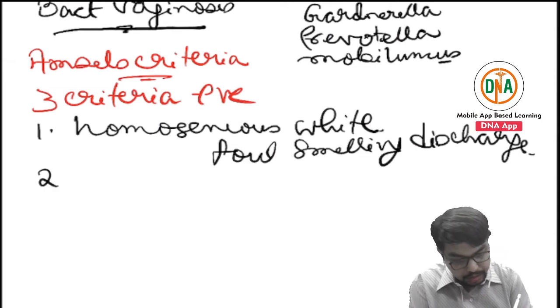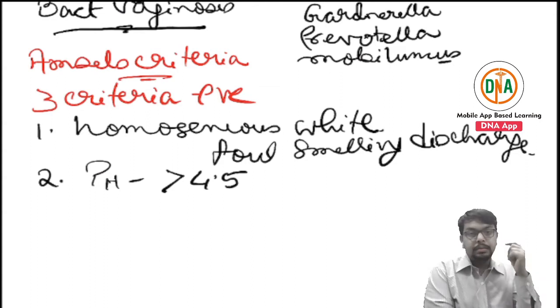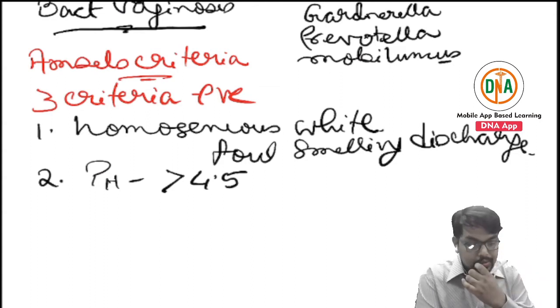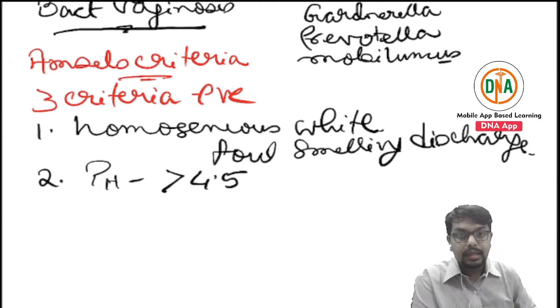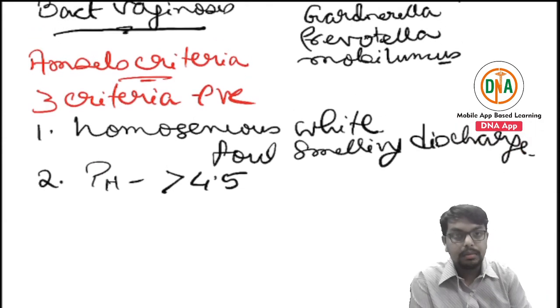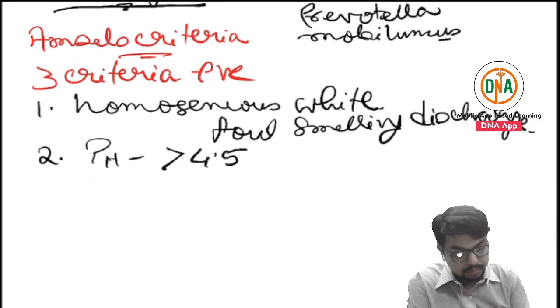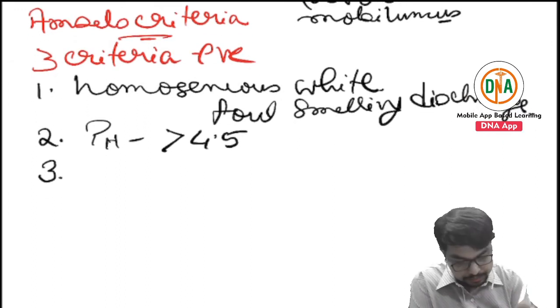Number two, the pH of vagina should be more than 4.5 due to the reduced number of lactobacilli. There is decreased acidity and more alkalinity in the region of vagina. So pH will be more than 4.5.